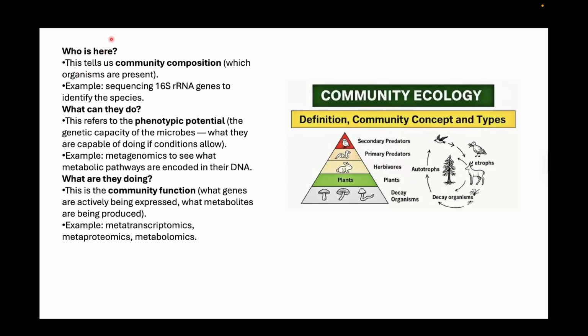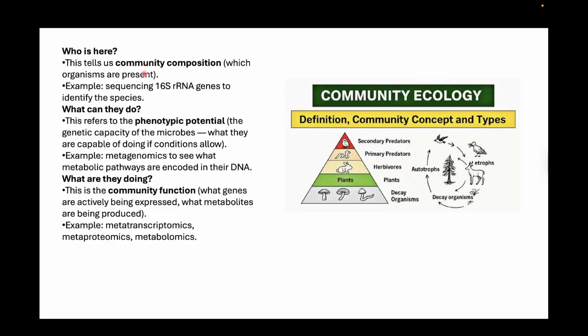Who is here? The answer to this question tells us the community composition. What kind of species and composition is present in a community? If we look at community ecology, which is much larger in scale, then we have all these organisms constituting the community. Like the secondary predators, primary predators, herbivores, plants, decay organisms, these form a community composition, and the who is here question answers this. Example, owl is here, rabbit is here, plant is here.